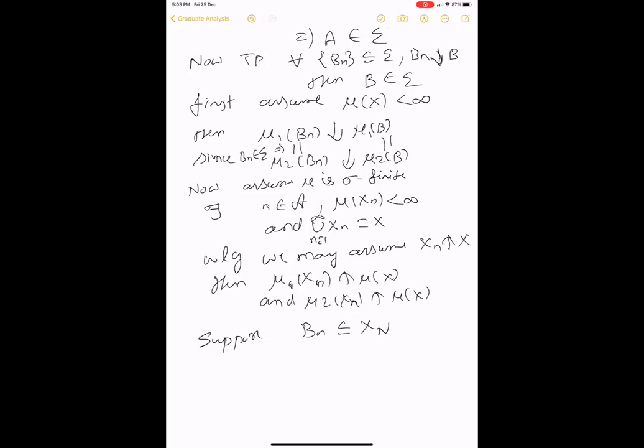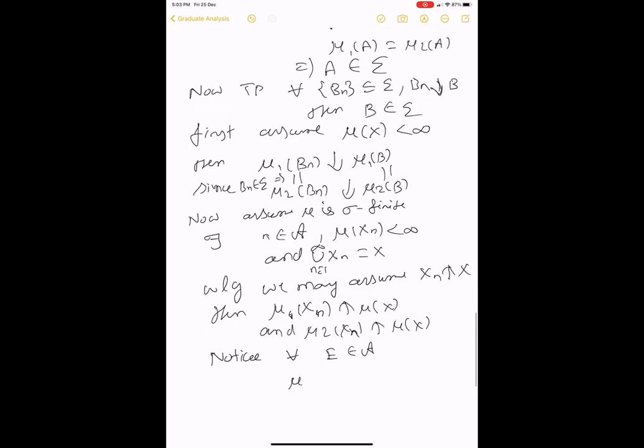Or maybe you just notice the following. Maybe this is not needed. Notice for all, sir, yes? Sir, have you written there exists n belonging to N such that mu of Xn is less than infinity? Yeah, mu of Xn less than infinity. What is less than infinity? Yeah, so just before that, what have you written? No, like mu of Xn less than infinity.